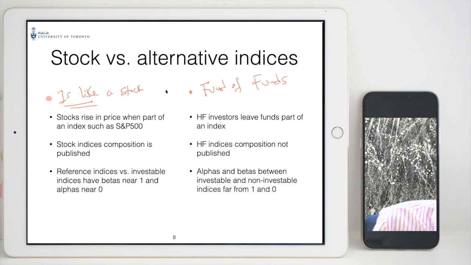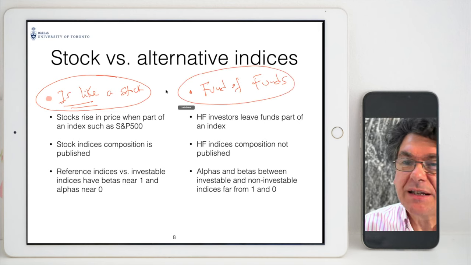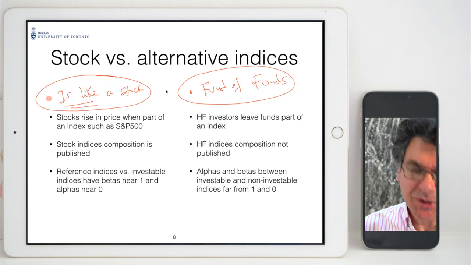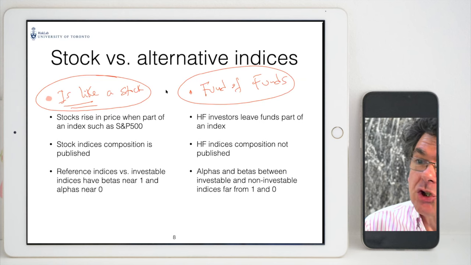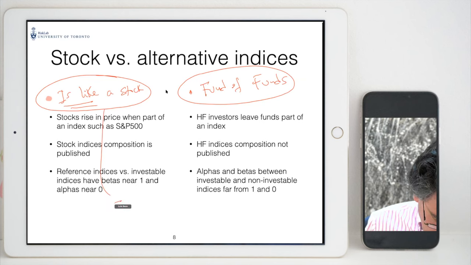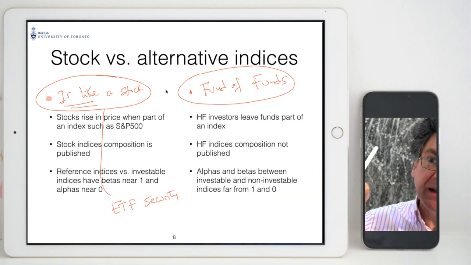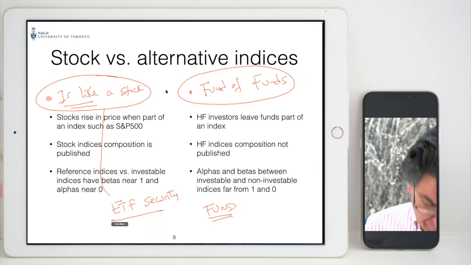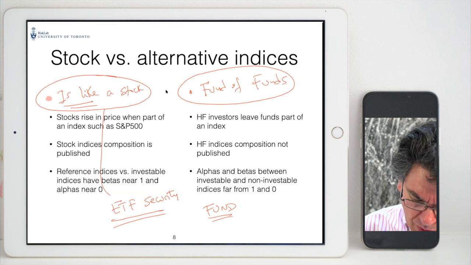So this is interesting because a stock index is like a stock, but a hedge fund index is not like a hedge fund. It's a fund of funds. And it has a very different structure, okay? When you invest in a stock index, the way to invest is through an ETF, which is a security. But an investment in a hedge fund index is not a security, it's a fund. So that's another difference. And it's not only a fund, it's a fund of funds, okay? It's the simplest example of a fund of funds.